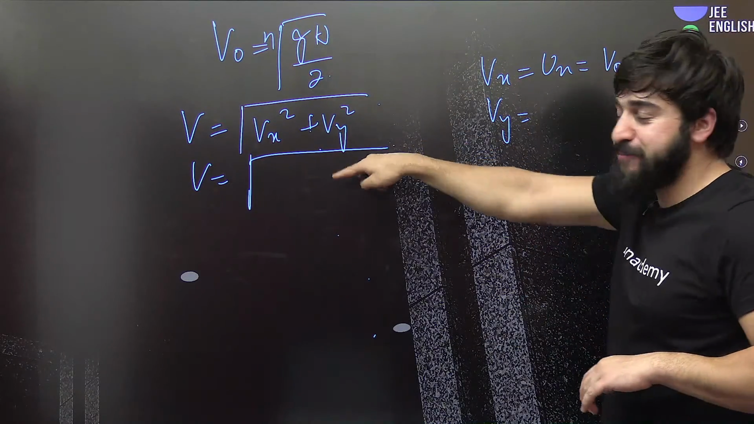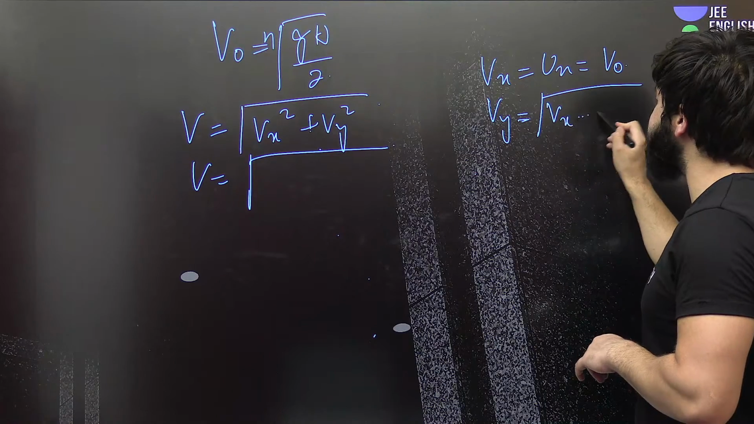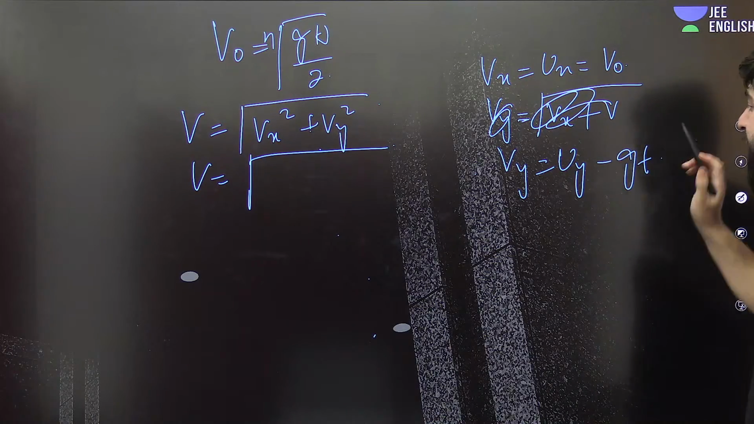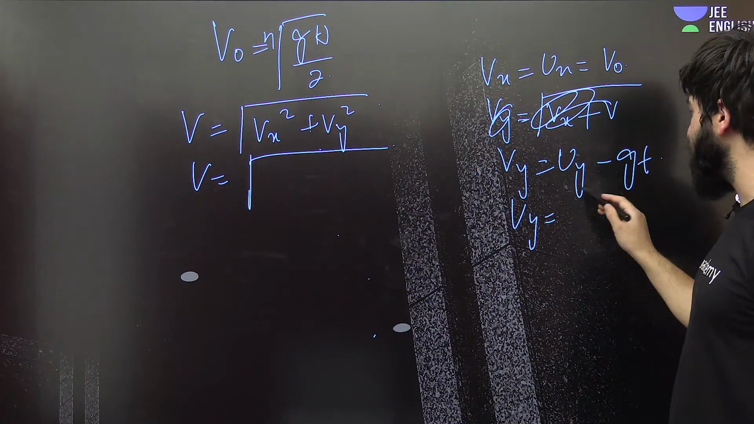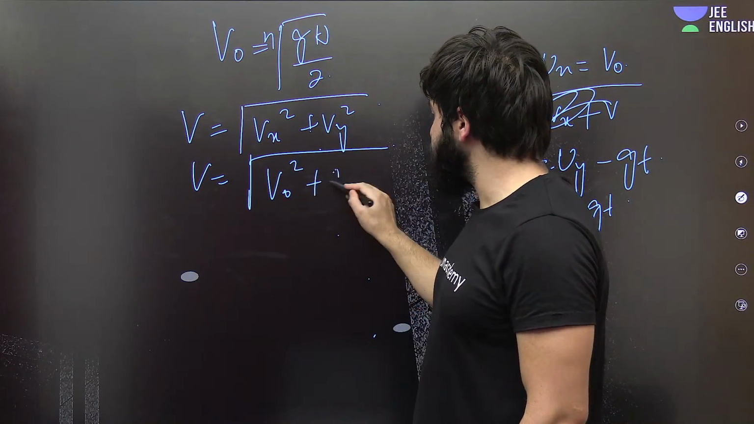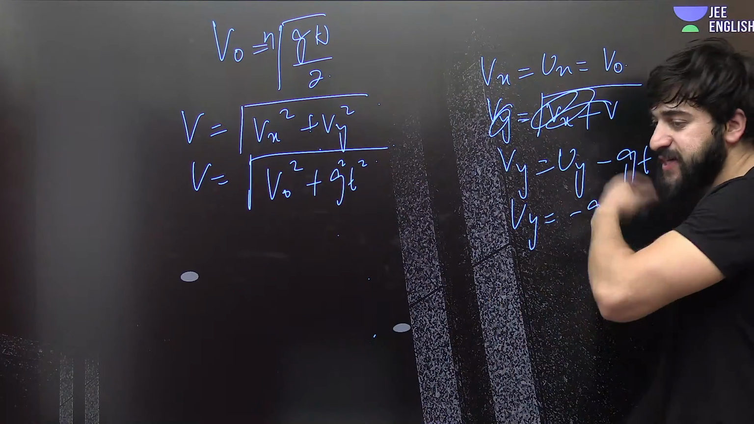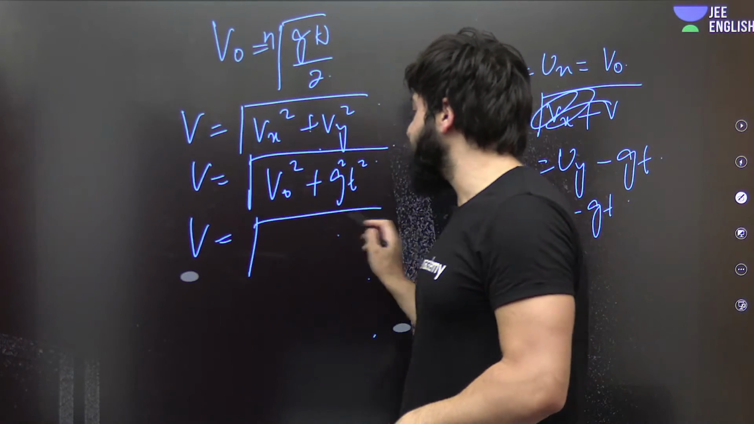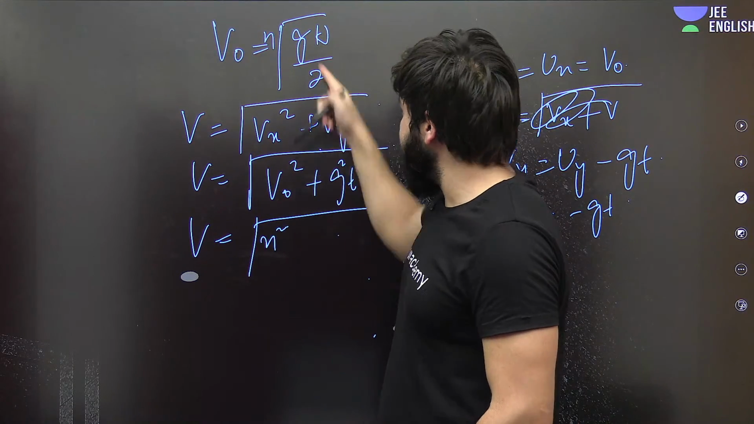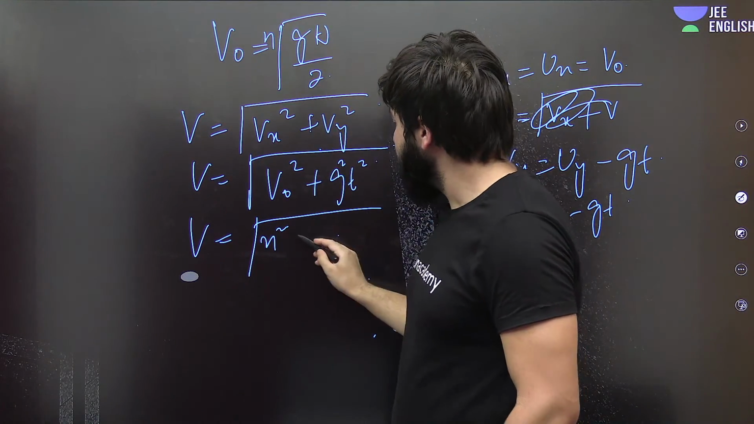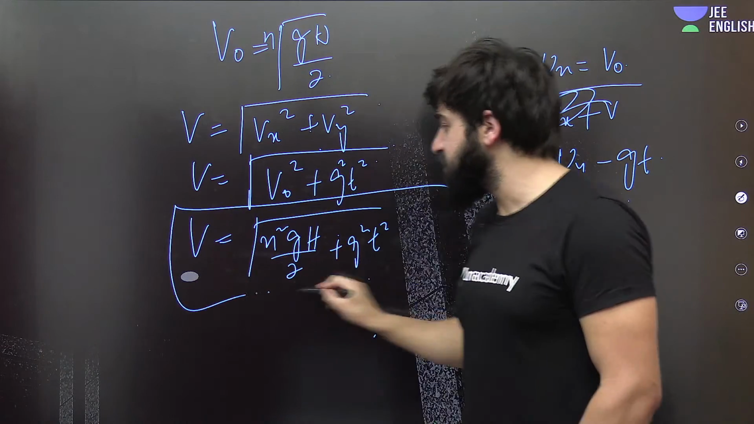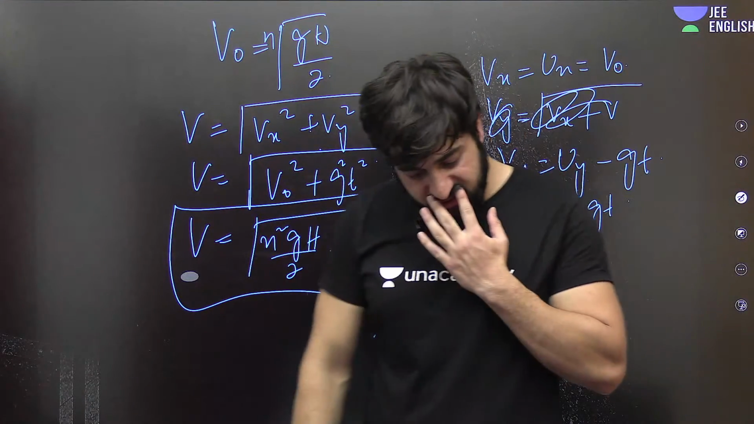So Vy over here, let me just clear that previous point over here. Vy is nothing but Uy minus Gt exactly. So Vy is Uy, initially 0, minus Gt. So put it over here. So this will be V naught square plus G square T square, because minus of Gt squared will be G square T square only. So V is nothing but this. What is the value of V naught? That is nothing but this. I just write V naught square and the square root will cancel because this is V square. So it will be GH by 2 plus G square T square exactly. This is the velocity of hit over here. Everybody got this one?